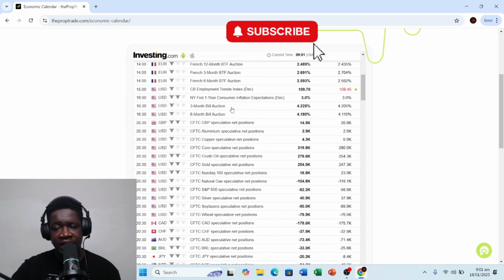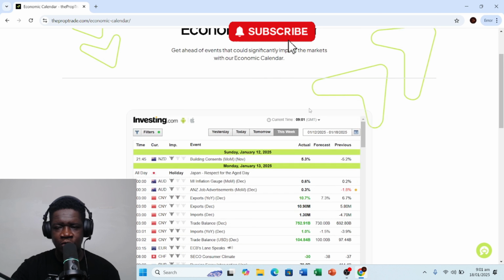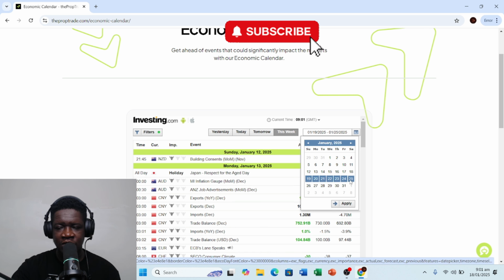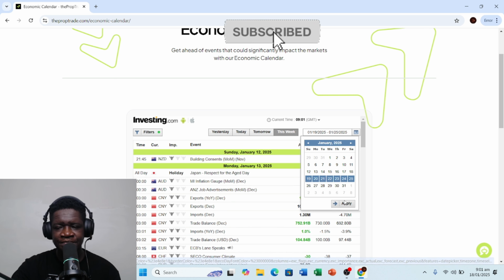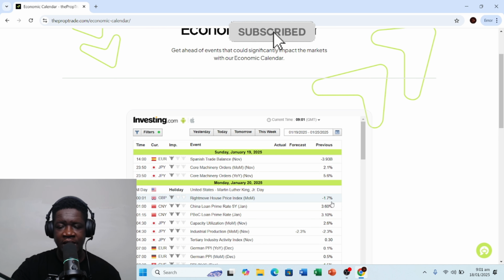But I want to filter that out and also be specific with the dates. So I move the mouse to this part. I click on this to be sure of the dates. It should be 19 to 25th. Then you click on apply. So all the news that will be coming up from the 19th to 25th of January is going to show up. But we have different types of news.